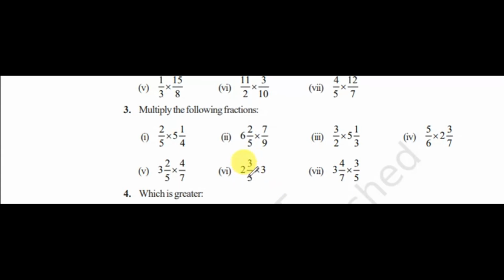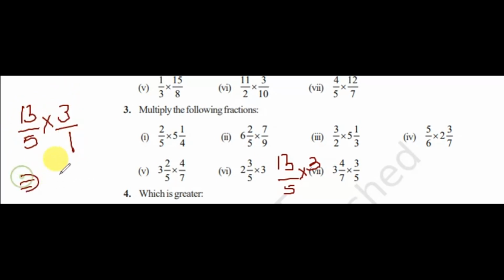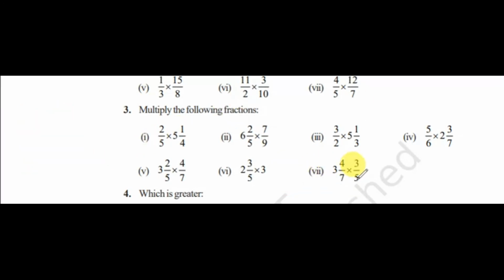In this one also you have to directly multiply. 5 2s are 10, 10 plus 3 is 13, so 13 by 5 into 3. For easy calculation, write 3 as 3 by 1. 13 3s are 39 and 5 1s are 5. So 39 by 5 is the answer.